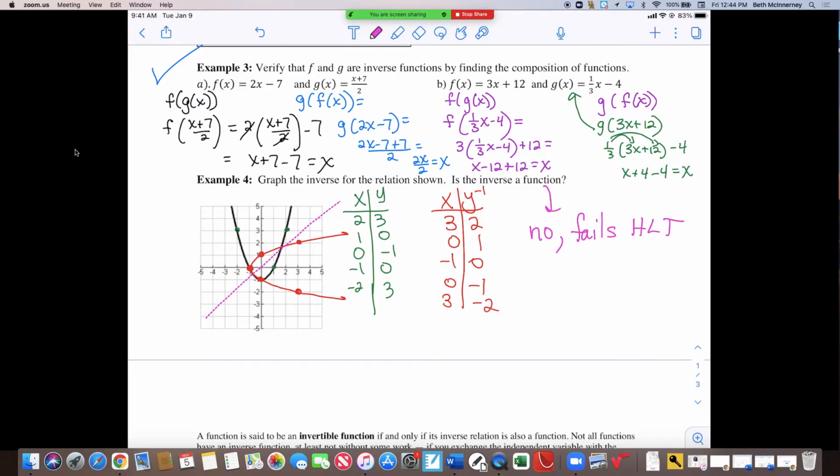Absolutely. Okay, so the question is, is the inverse a function? Do you see in the table, we can go back up to one of the first examples, that when x is 3, it had 2 outputs? It's not a function. Now, I could also look at the original graph that's in black. And if I drew a horizontal line, it would fail the horizontal line test. Yes, absolutely. All right.